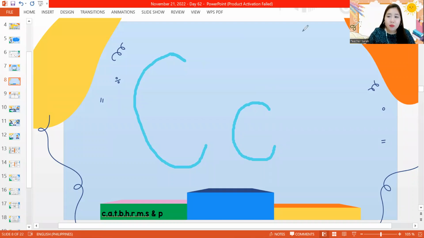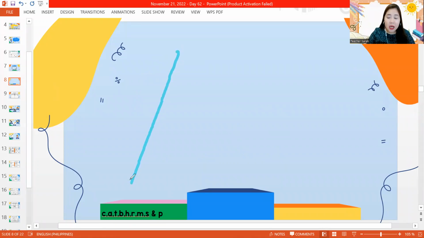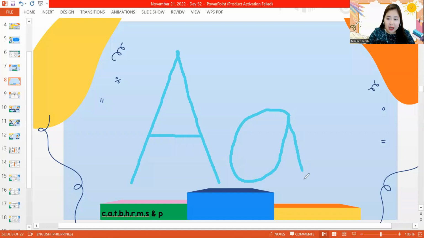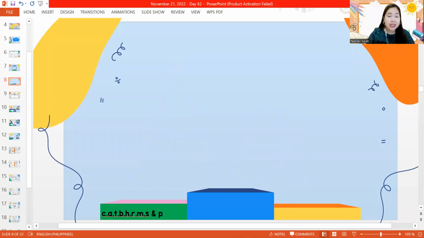Very good. Now, let's proceed to the next letter, capital and lowercase letter A. So let's start at the top, slanting line down, go back to the top, another slanting line down, and a line in the middle for our capital letter A. And for lowercase letter A, we make a curve up and a line down. All done? This is letter A. The sound of A is ah. And for letter C, the sound is k.